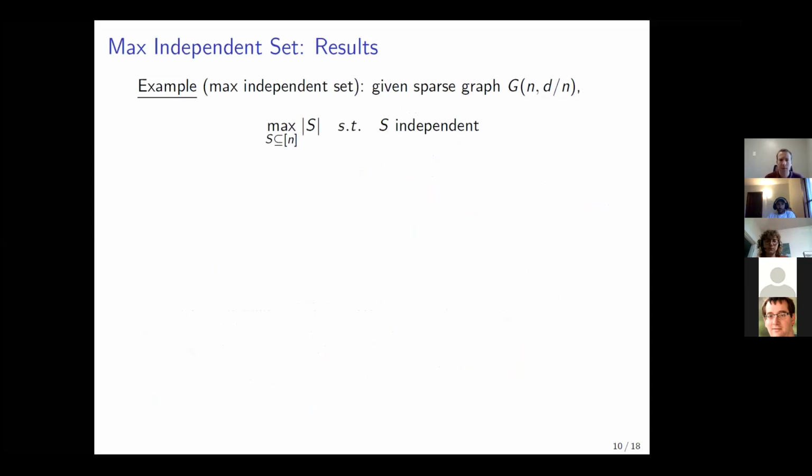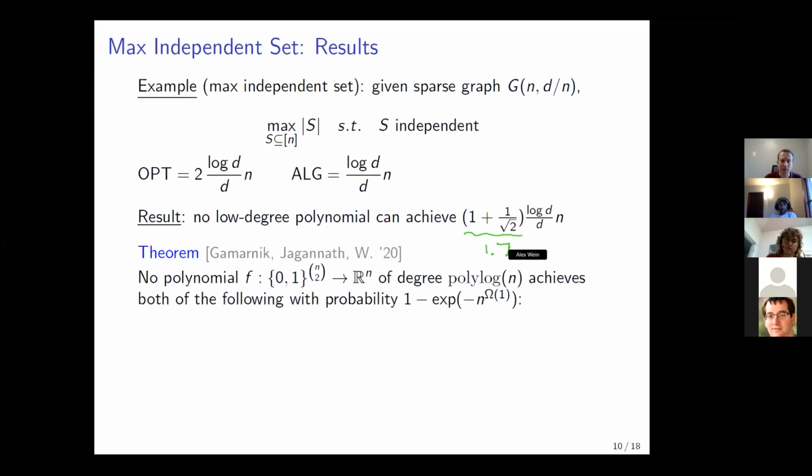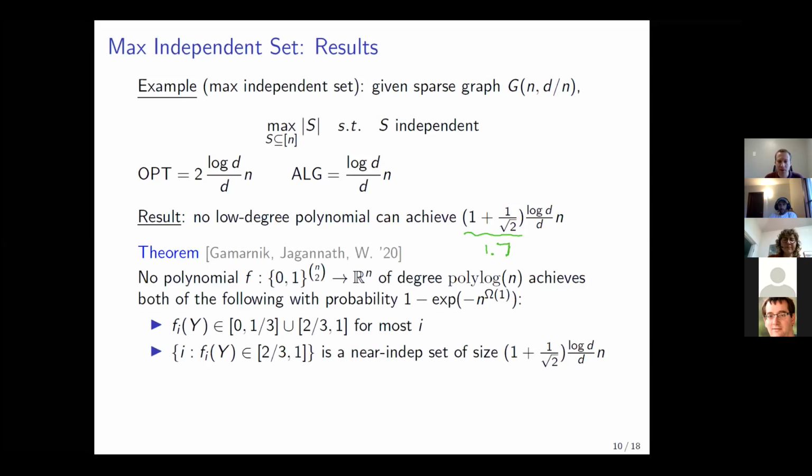And let me show you the similar result for maximum independent sets. So here, if you remember, the optimum value was something, and the algorithmic value was half of that. We can show that there's some threshold, which is roughly 1.7, that again there's some hard threshold that the low degree algorithms cannot pass. So the theorem statement is similar to before.